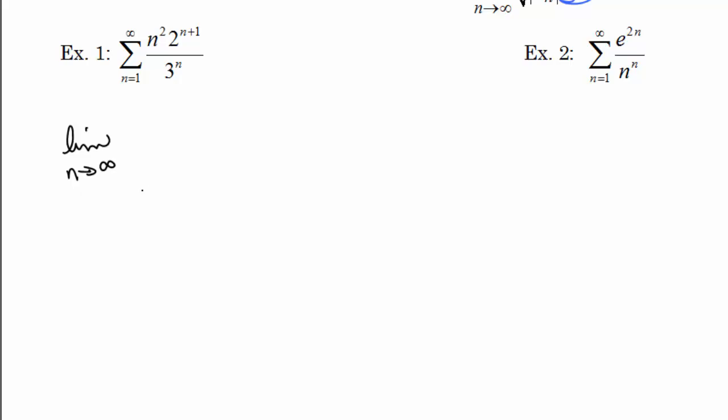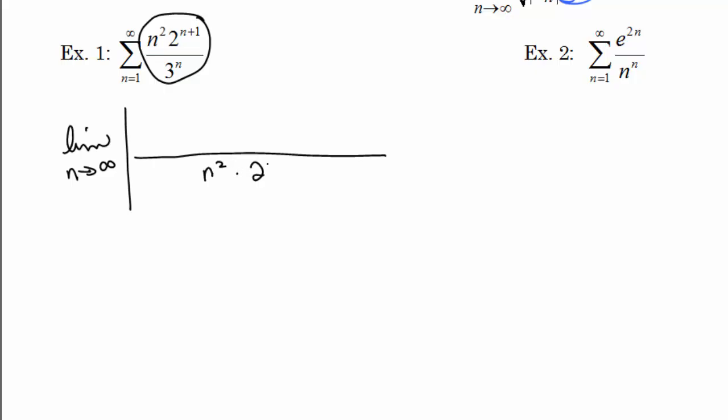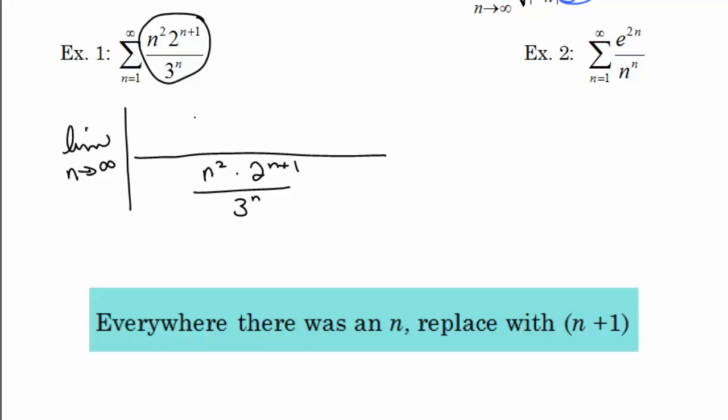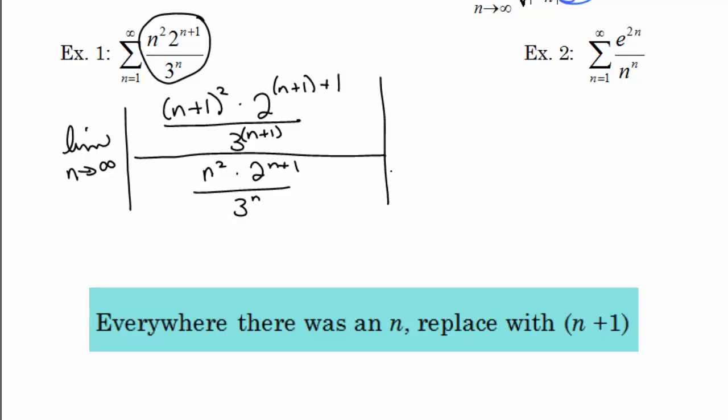It says take the limit as n approaches infinity of the absolute value of the ratio of the original, which goes in the denominator, and what goes in the numerator is everywhere there was an n, you're going to put an n plus 1. Now that looks kind of scary.